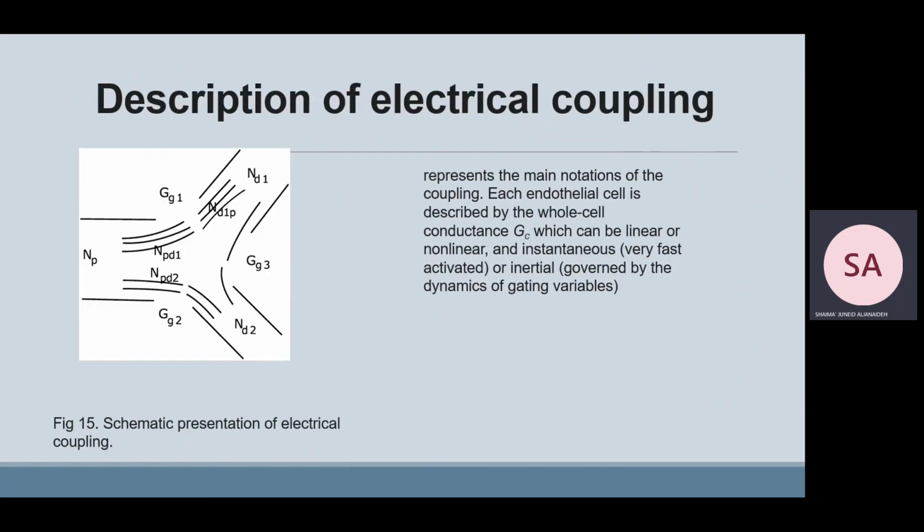This description of electrical coupling represents the main notations of the coupling. Each endothelial cell is described by the wall cell conductance GC, which can be linear or nonlinear and instantaneous or inertial. This figure shows the schematic representation of electrical coupling.